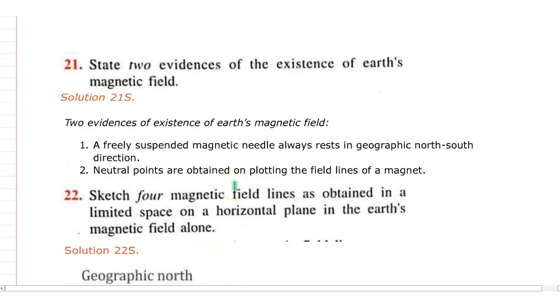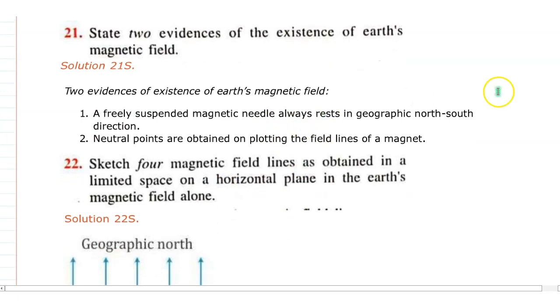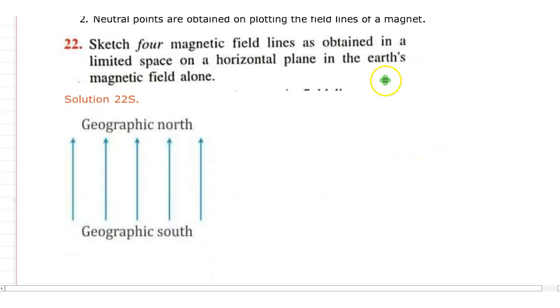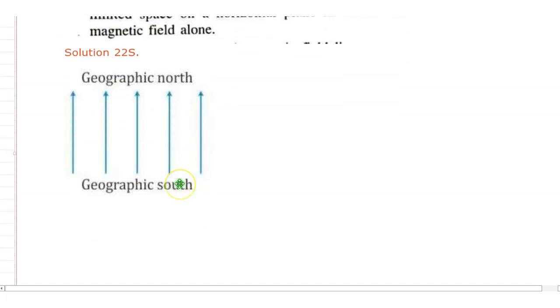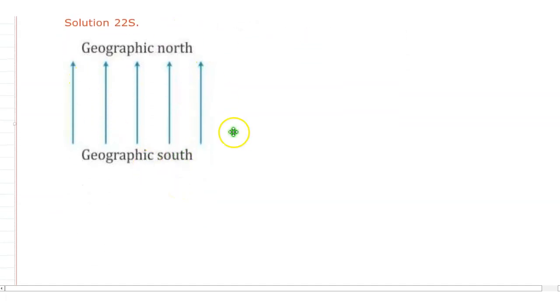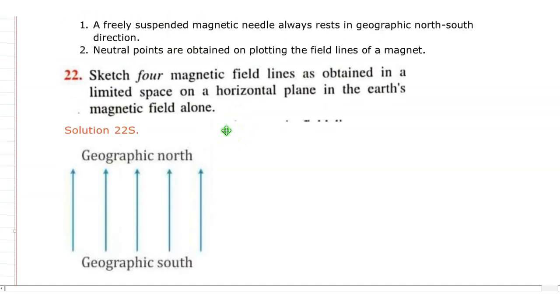Question number 21. Two evidences of the existence of Earth's magnetic field. One: a freely suspended magnet always rests in the geographical north-south direction. Two: neutral points are found on the magnetic field lines. Sketch the magnetic field lines as obtained in a limited space of a horizontal plane in Earth's magnetic field. So you can see the geographical north pole and south pole, and these are the field lines. Here 5 field lines are drawn, but in the question you have to sketch only 4 field lines.